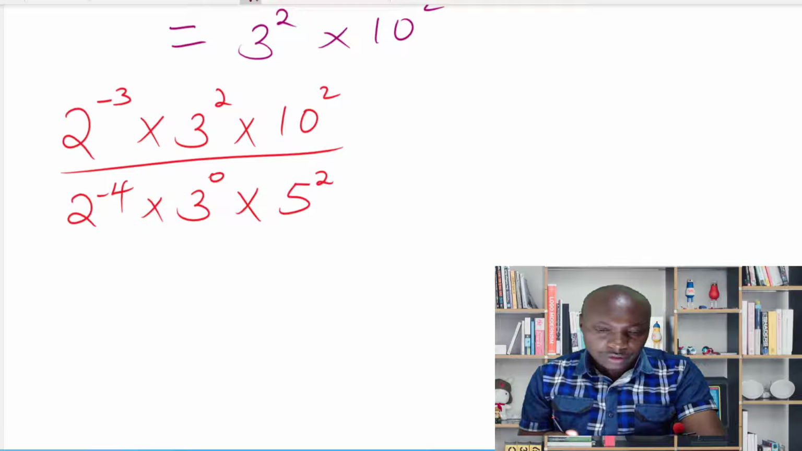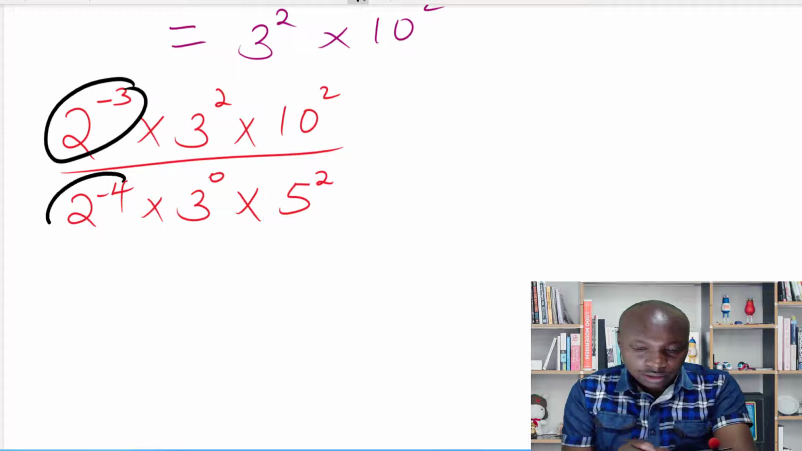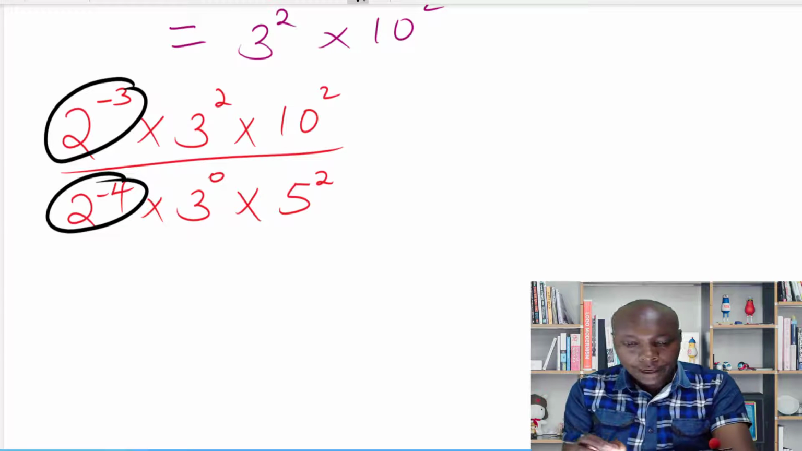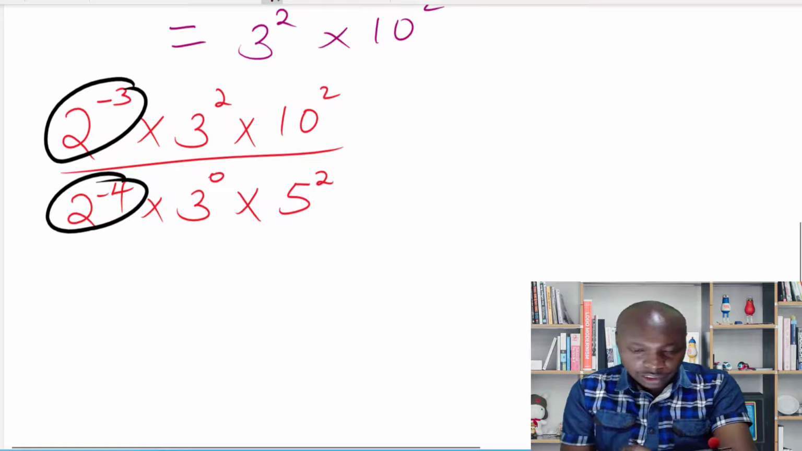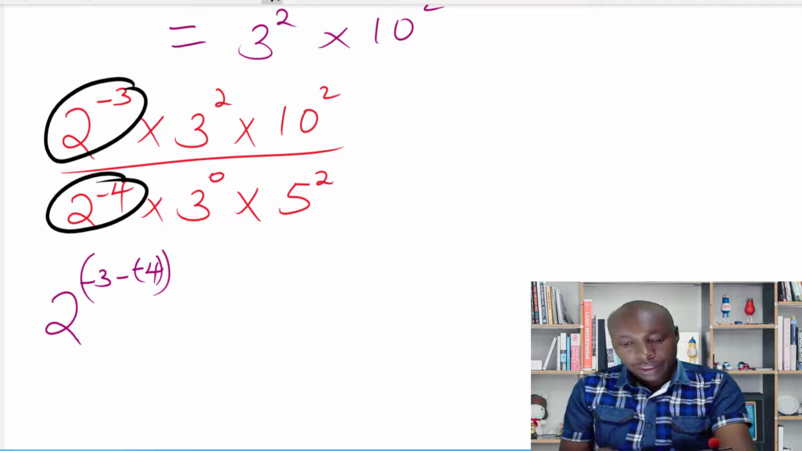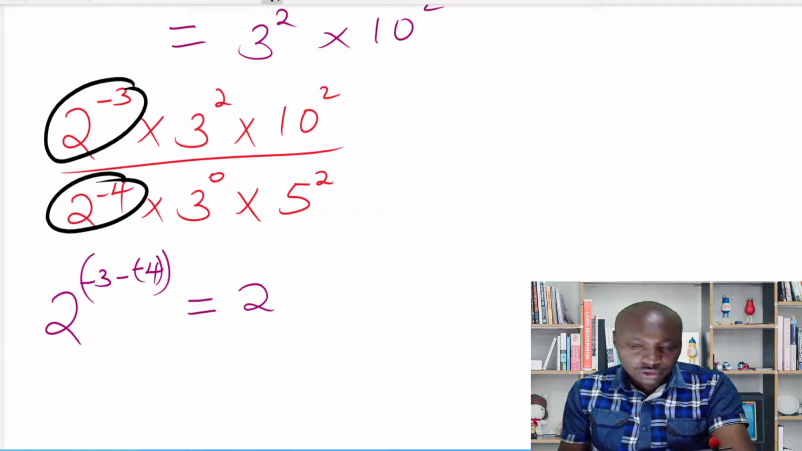Now from here, we are going to apply the laws of indices. When you're dividing, we subtract the powers. So 2 raised to power negative 3 divided by 2 raised to power negative 4 will give 2 raised to power negative 3 minus negative 4, and this will give 2 raised to power 1, which is 2.